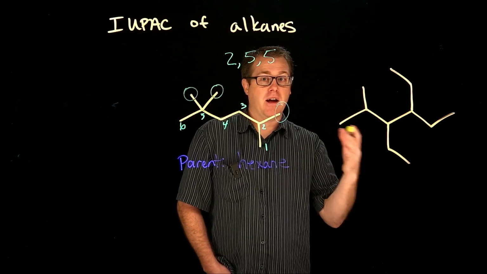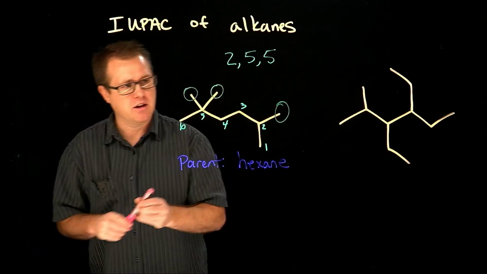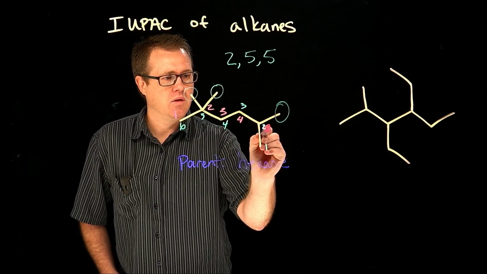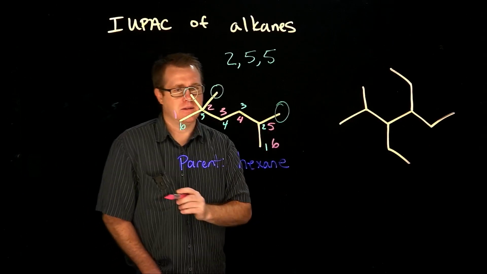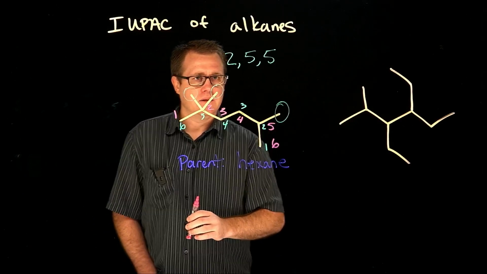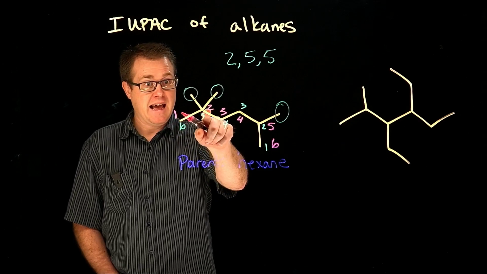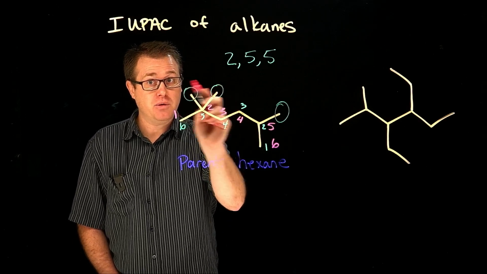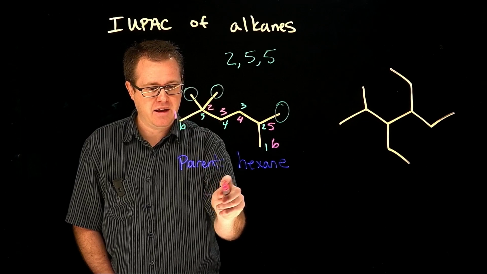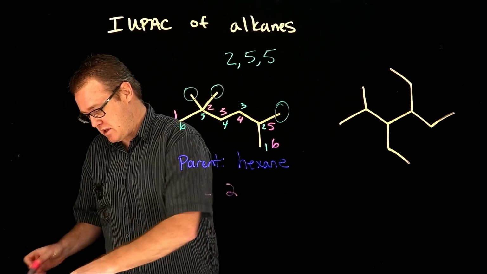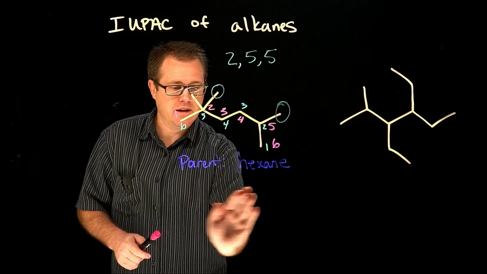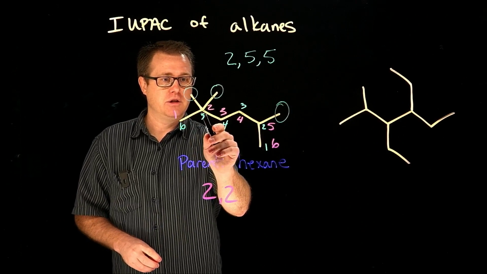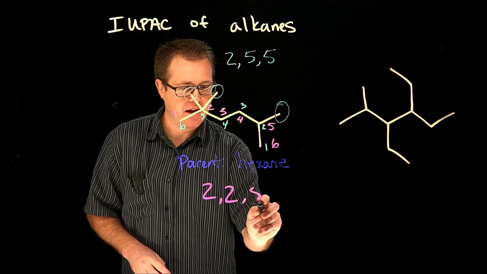But what if I numbered it in the opposite direction? Let's see if I have a different color here. 1. Like that. Now, I bump into my first substituents at carbon 2. I'm looking at the pink numbers now. But now look at the difference here. I have 2 substituents at carbon 2. So I have 2, 2, and then 1, 2, 3, 4, 5, and a 5 right there.